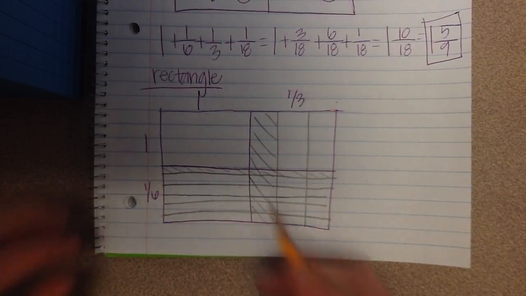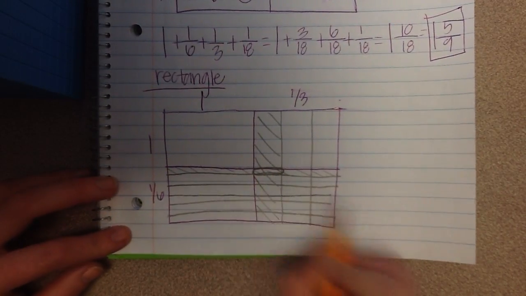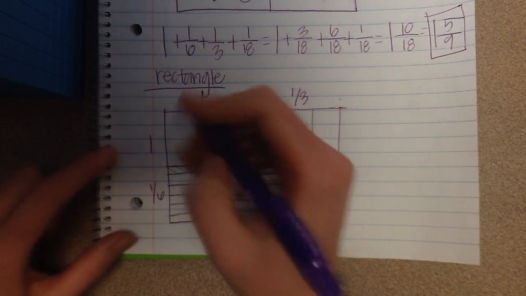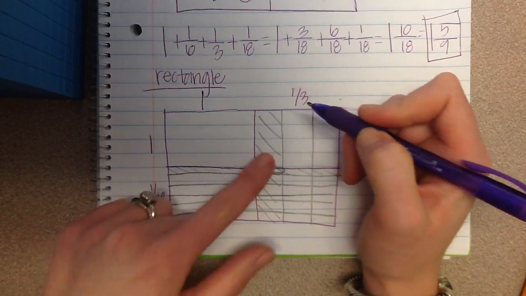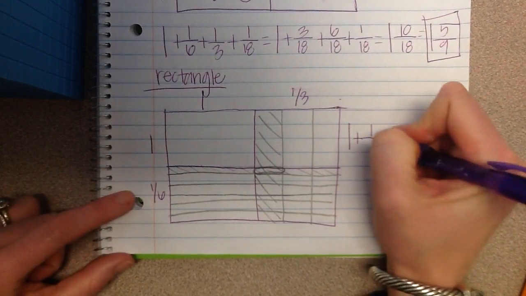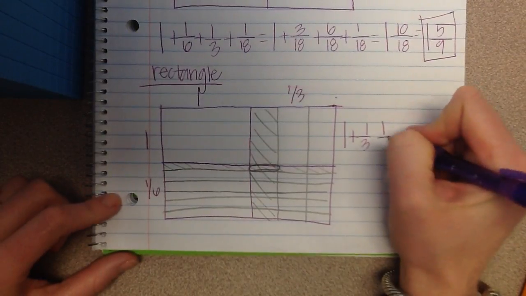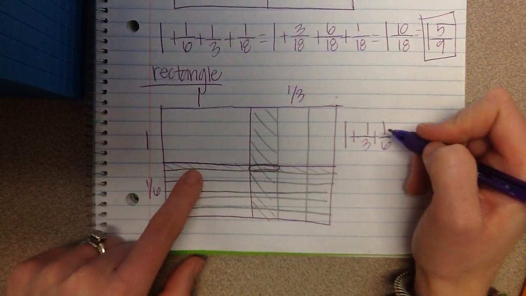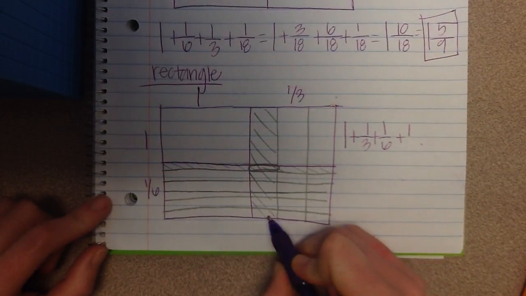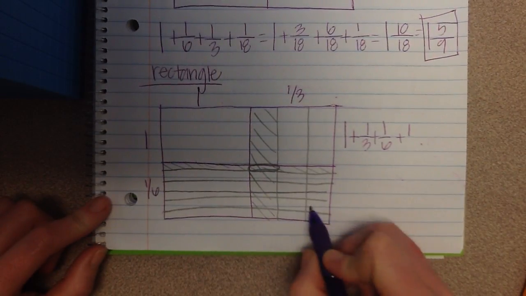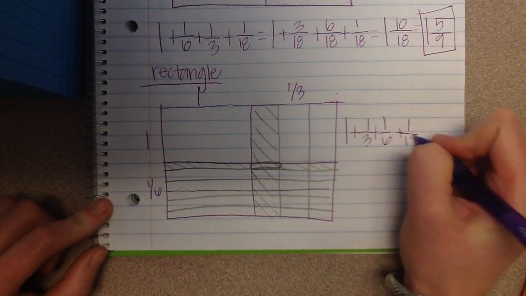Okay? So this box is where we look at the overlapping. Okay, so this box here represents 1. This box here, I only have 1 colored in, so that means my answer is 1/3. This box here, I only have 1/6, so that means my answer is 1/6. And then here I have 1 out of 1, 2, 3, 4, 5, 6, 7, 8, 9, 10, 11, 12, 13, 14, 15, 16, 17, 18. Plus 18.